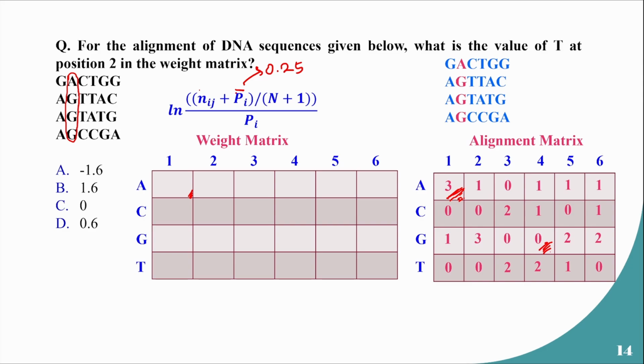Now this Nij, what is that? That is the number that we got for this particular grid. For example, here we got 3 for this particular grid, and N is the number of sequences in total. Here we had 4 sequences, right? So that would mean N plus 1 will be 5. So could you calculate the score for the first grid, the grid that I'm highlighting here? It will be ln of (Nij plus Pi) divided by (N plus 1), which is again divided by Pi, and you take the natural logarithm of the entire thing.